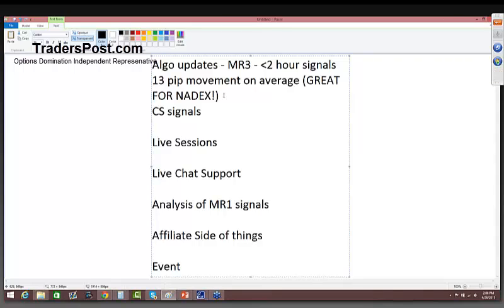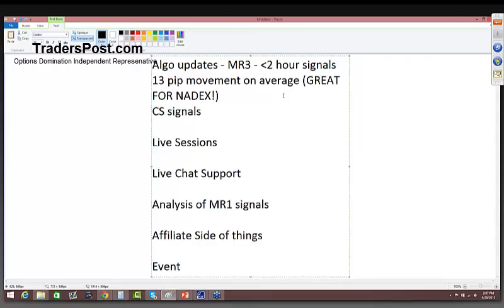The great thing about these, though, is that compared to the MR1 and MR2 signals, these have an average pip movement, when they win, on average by 13 pips. Here's why that's really good. That big of a movement means that when you enter the trade on Nadex, you can purchase a contract that's a little ways away and get it at a very low price, and therefore you don't need to win as much. You could have a win rate of 30% at Nadex and still be dramatically profitable.